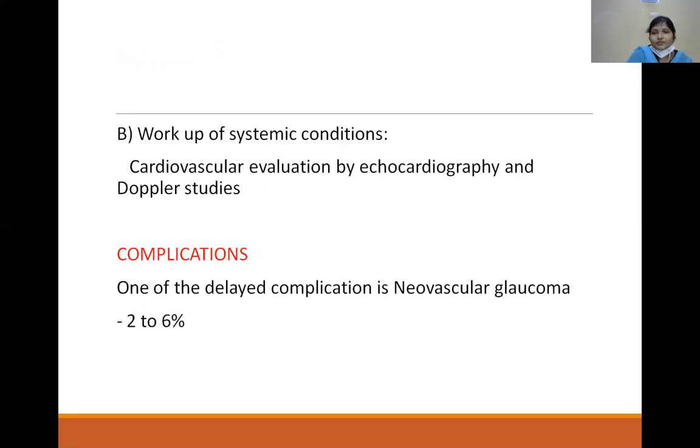Coming to workup of the systemic conditions, I already mentioned that retinal artery occlusions are more common in patients with cardiac diseases, diabetes and hypertension. So when a patient comes with CRAO, generally we have to check the cardiac status of the patient. So we must order a routine carotid Doppler as well as a cardiac echocardiogram. Coming to the complications of retinal artery occlusions, one of the delayed complications is neovascular glaucoma. It occurs in about 2 to 6%.